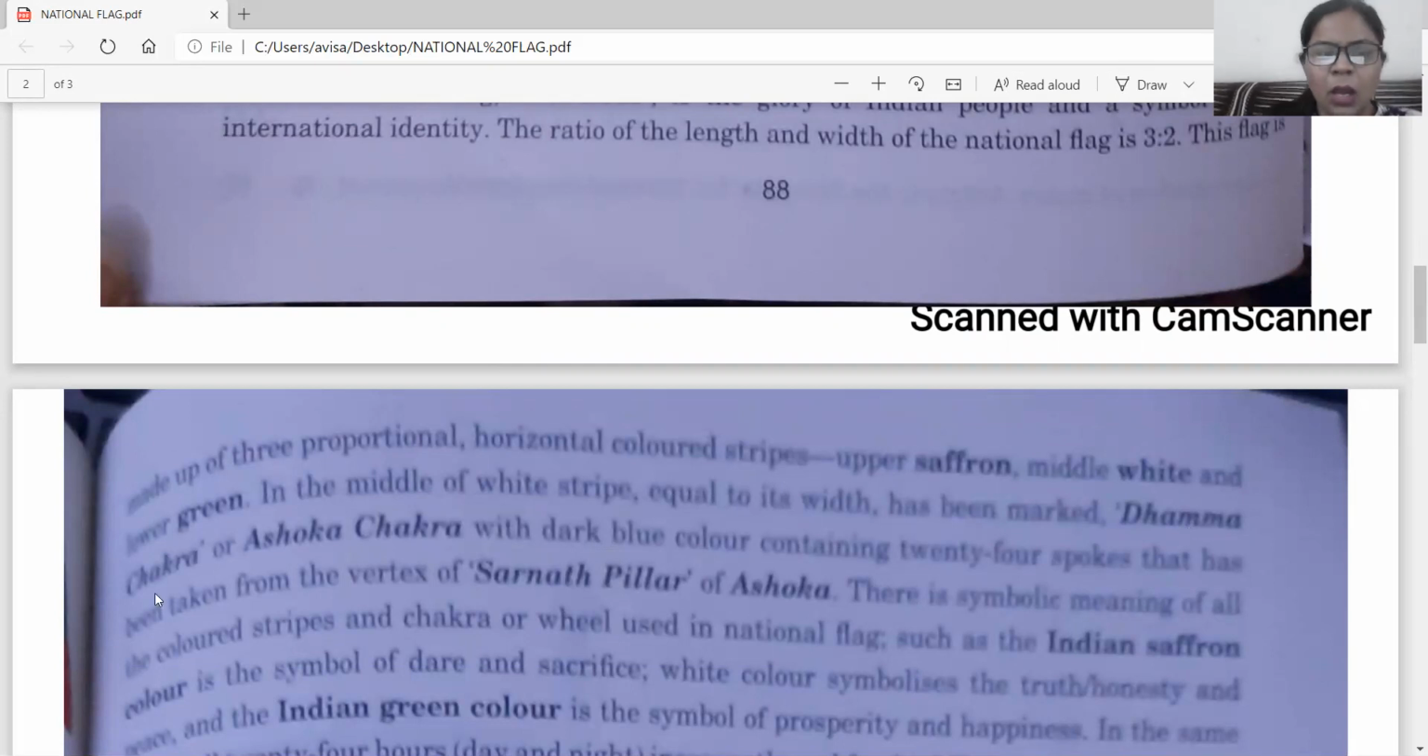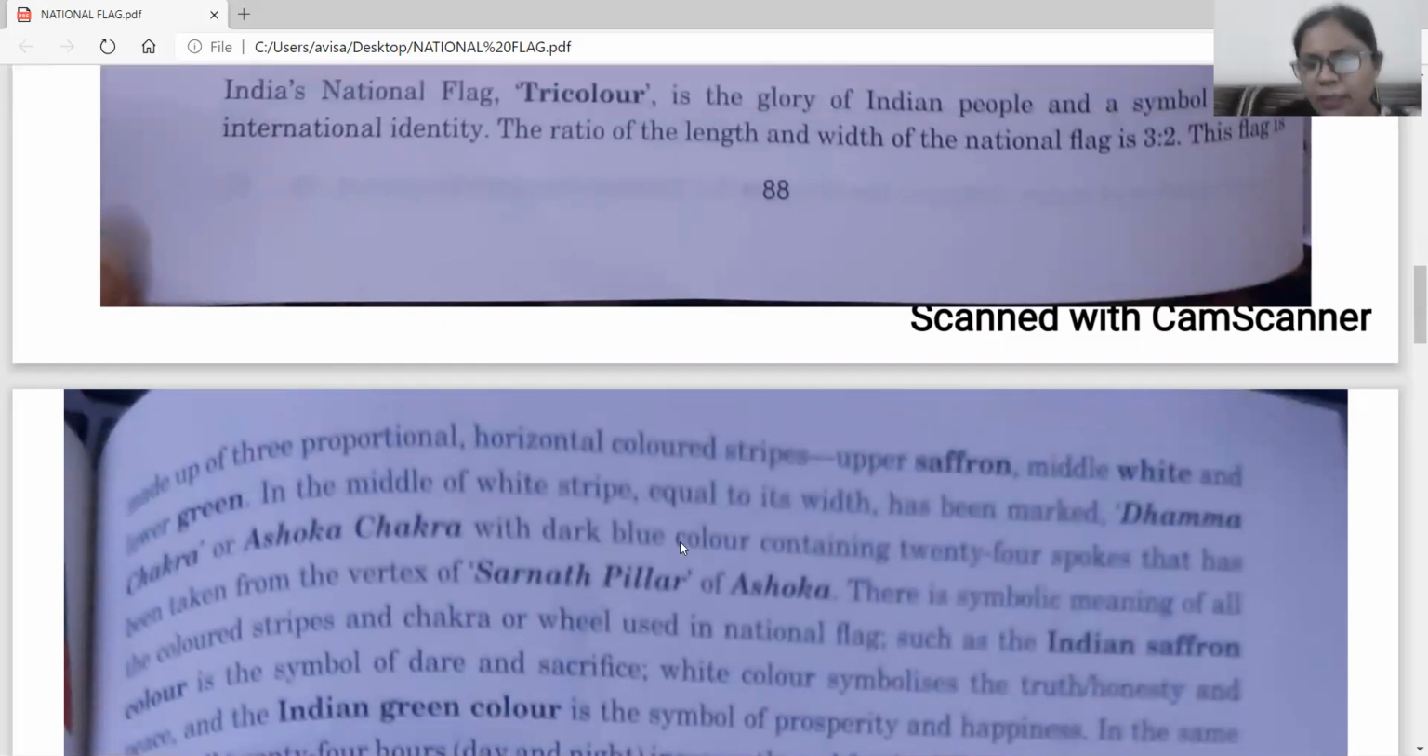The Dharma Chakra, or Ashok Chakra, in dark blue color, contains 24 spokes and has been taken from the capital of the Sarnath pillar of Ashoka. So this chakra was known as the Ashok Chakra and the Dharma Chakra, and it was taken from the Sarnath pillar of Ashoka. You have already read this in our Asian history.